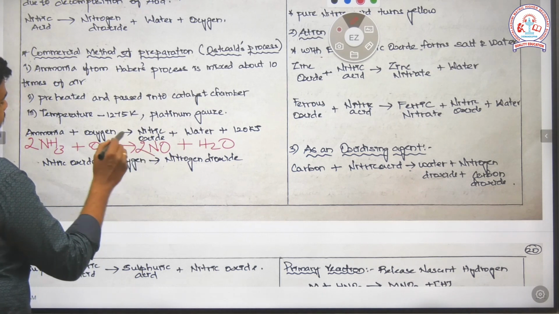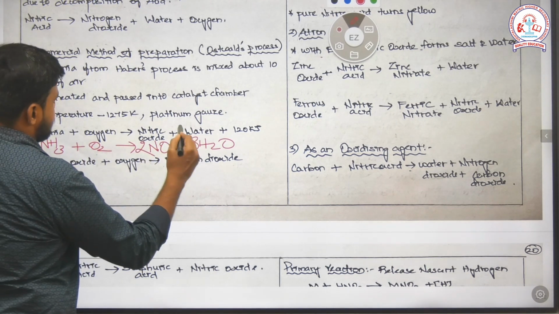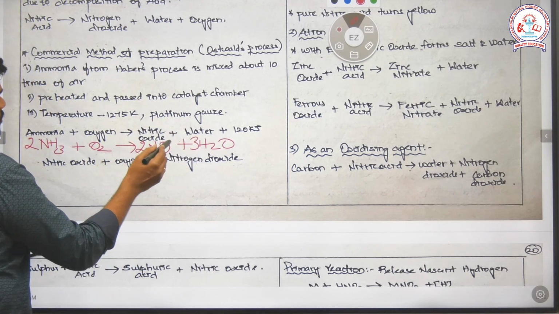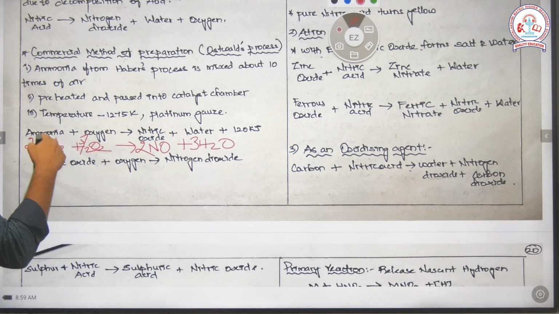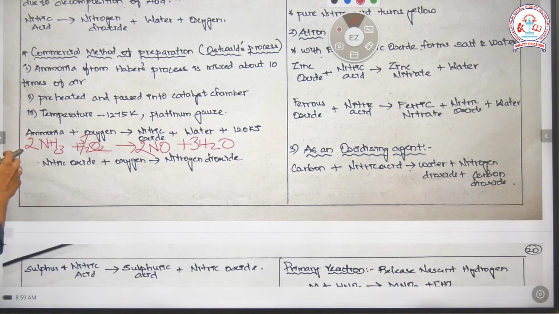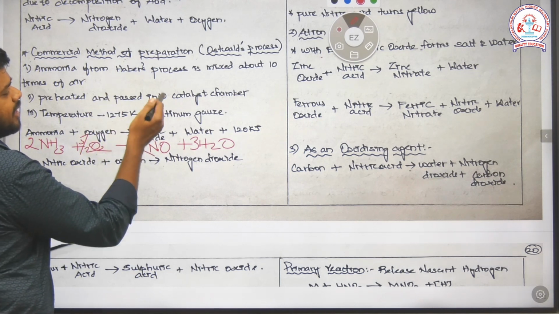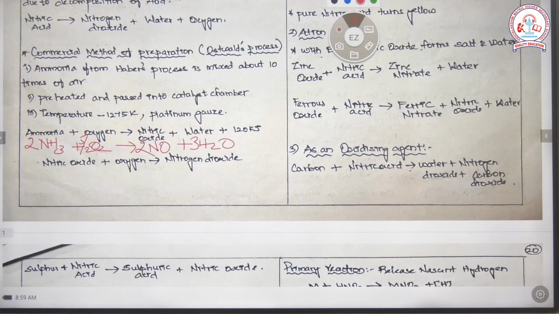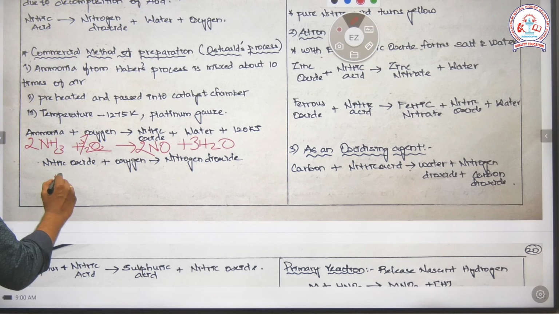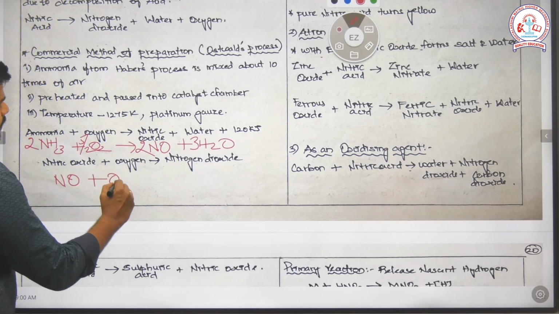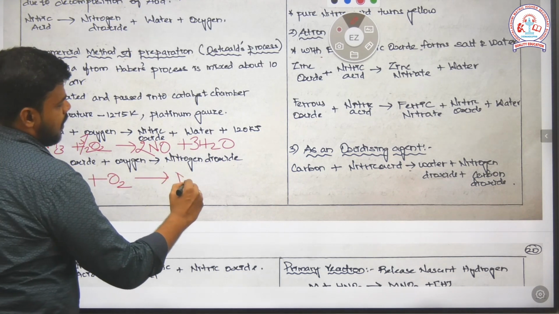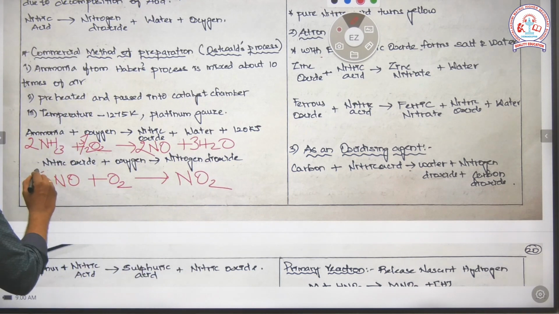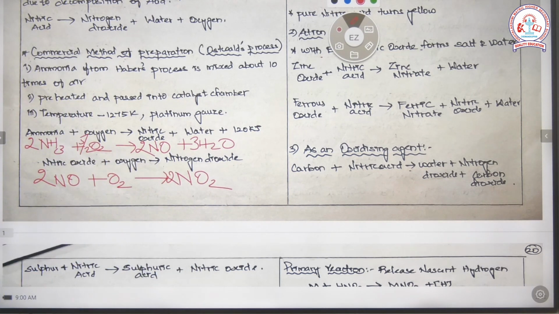So nitrogen becomes 2 here, hydrogen becomes 6, so we'll make it as 6 here. Oxygen becomes 5 here, so 5 by 2 of O2. Or you can just double up the stoichiometry as 4 here, then 5 here, 4 here, or 6 here. In such a way you can do. Similarly, the nitric oxide that has been formed will react with the oxygen further to form nitrogen dioxide. So to balance it, 2 here, so I'll make it as 2 here.